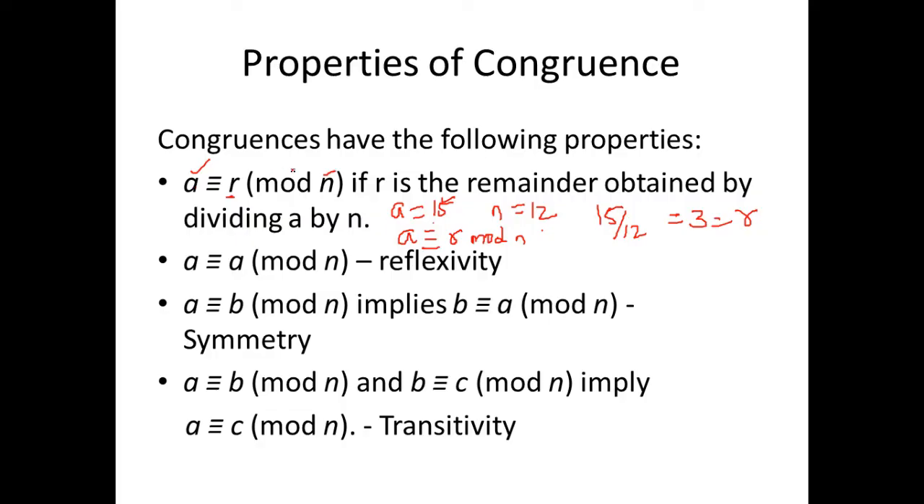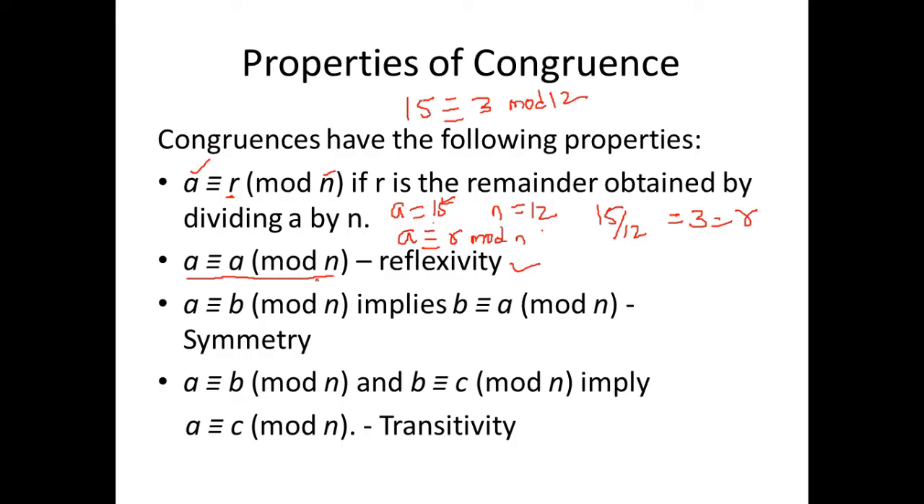Am I clear? Okay. Very simple. You can just take this simple example you understood, 15 is congruent to 3 mod 12, and we'll be able to understand all the properties. Now let us take a look at this property. A is congruent to A mod n. This is called the reflexivity property of congruence.